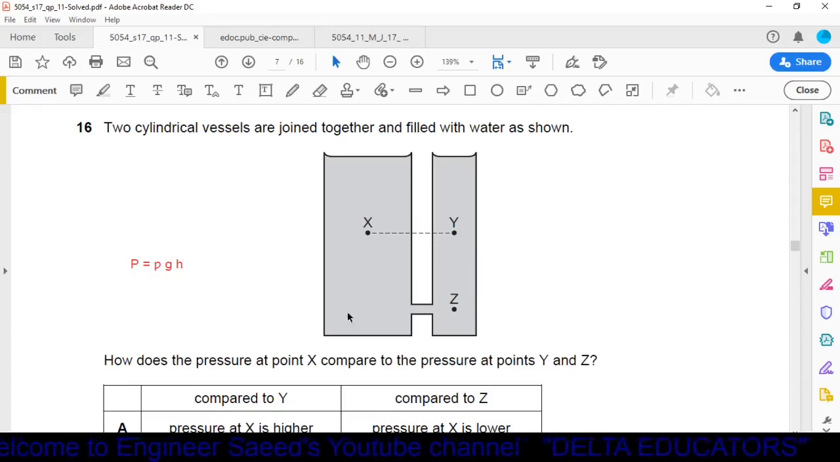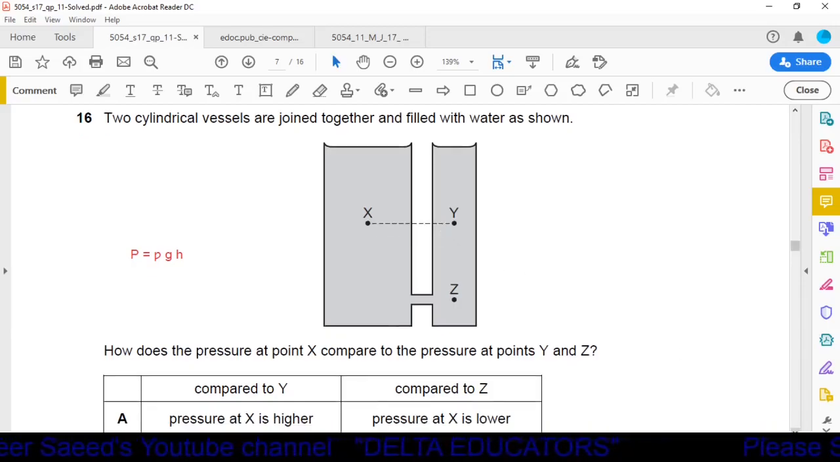Okay, here the density and gravitational field strength will remain the same. So we can say pressure will depend only on the height. Now here, X and Y both are at the same height, so we can say pressure at X and pressure at Y will be the same. So if we compare pressure at X with the pressure at Y, both pressures will be the same. Pressure at X will be equal to pressure at Y.